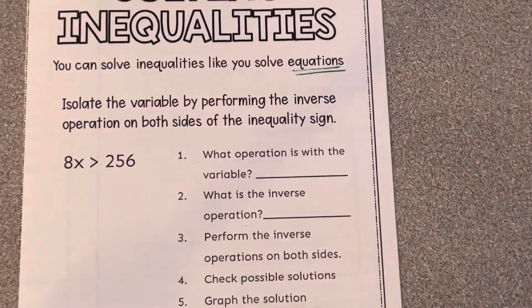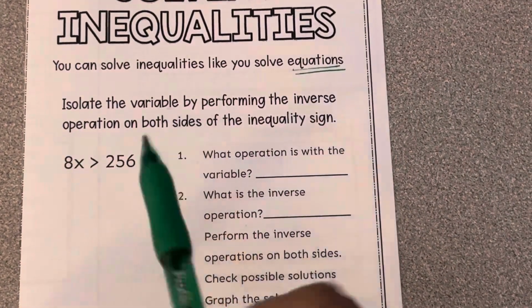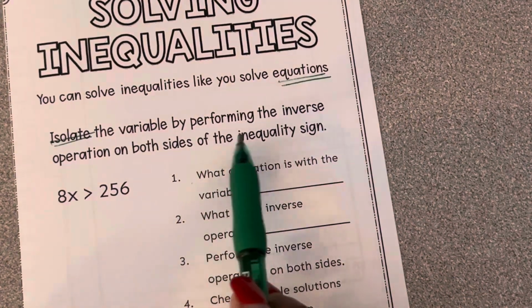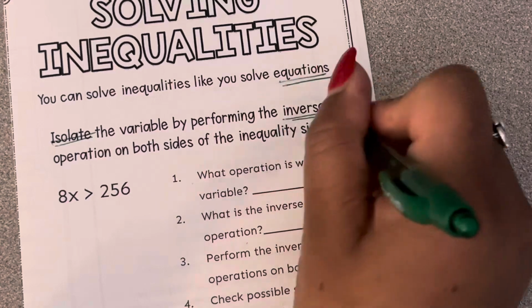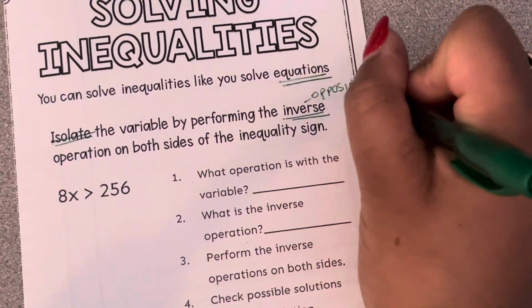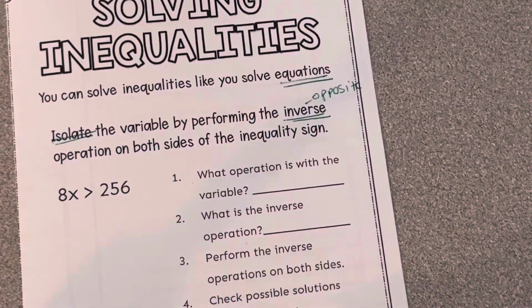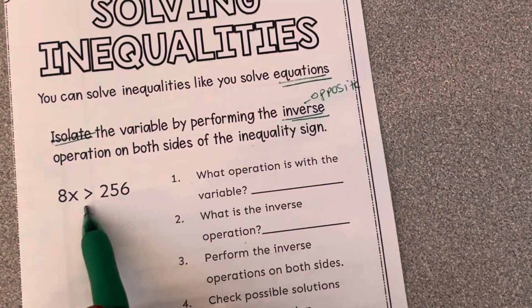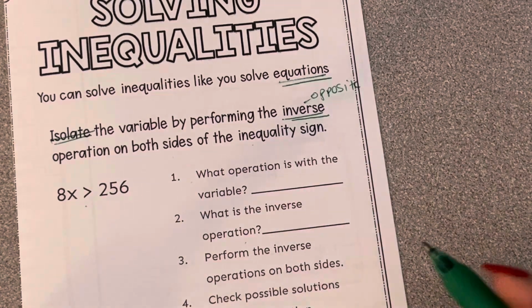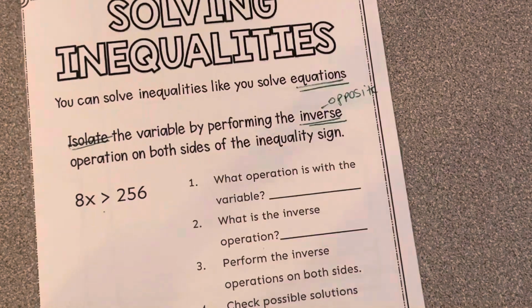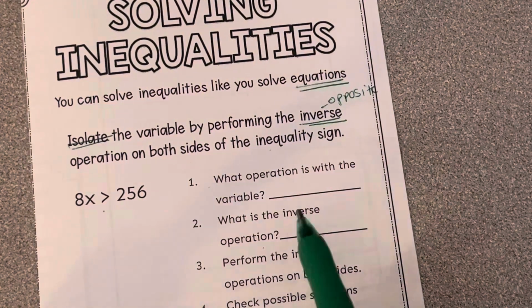And to do that, we have to isolate the variable by performing the inverse, which means opposite, operation on both sides of the inequality sign. So it's not an equal sign, this is an inequality sign. And your inequality signs are greater than, less than, greater than or equal to, less than or equal to.